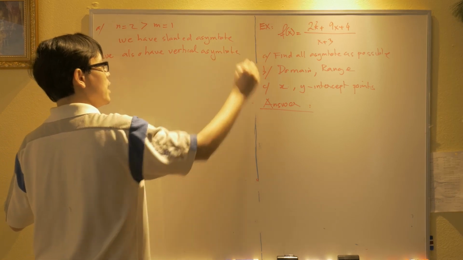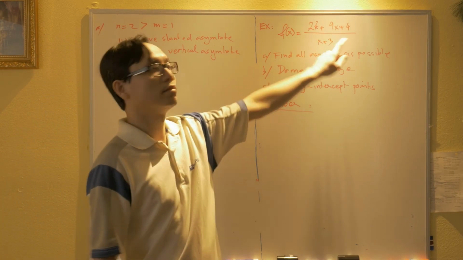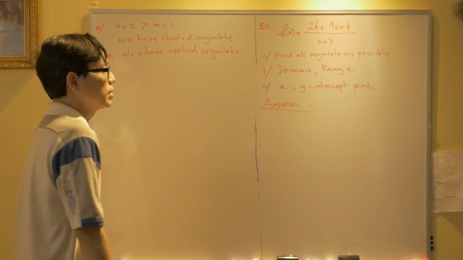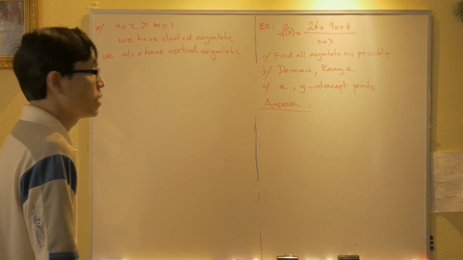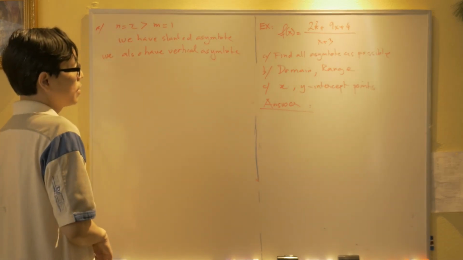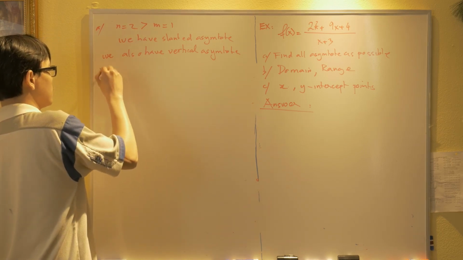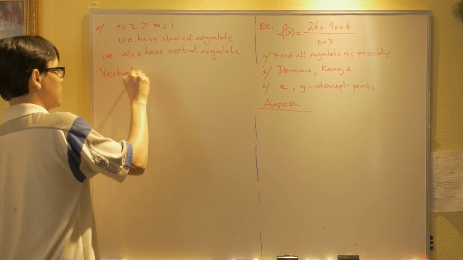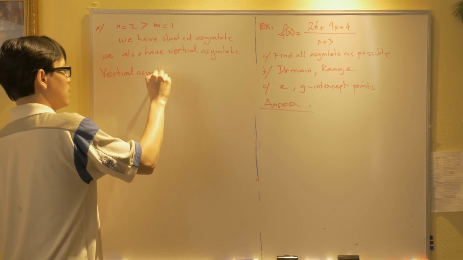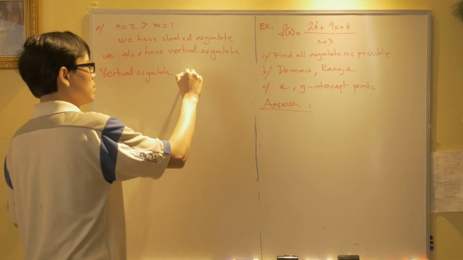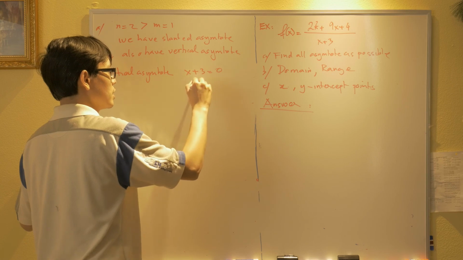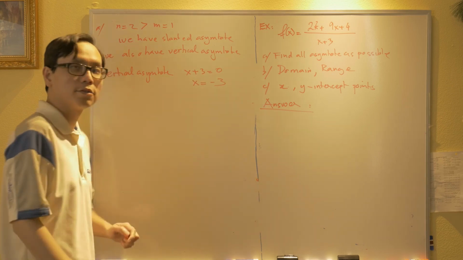As long as you have a denominator, you have a vertical asymptote. This is the value that makes the function undefined. Alright, so the vertical asymptote will be x plus 3 equals 0, so x equals -3. We already learned how to do this.